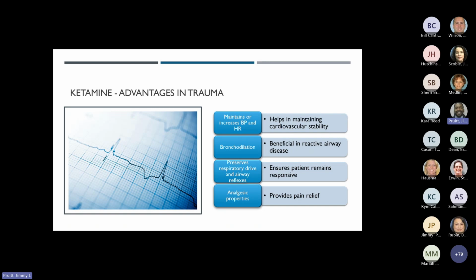This is going to ensure a patient remains responsive and allow us to do other procedures if it needs to happen right before, or we can really keep this patient to tolerate pre-oxygenation and get all our equipment set up. And lastly, something that it does pretty well is it has some analgesic properties as well.